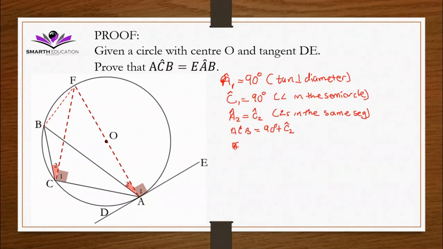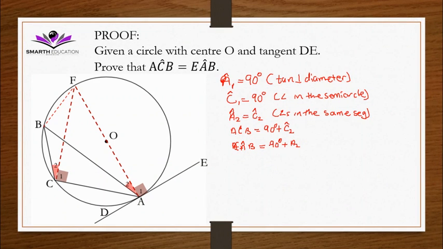And then angle EAB, again, is 90 degrees plus what? Plus A2. You see that? Because angle EAB will be A1 plus A2. Do you see that? Okay.